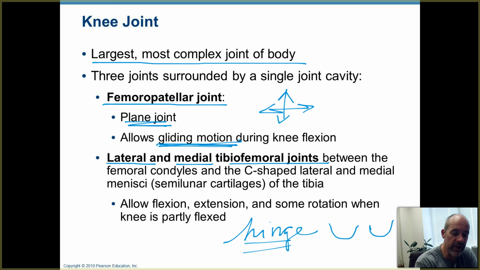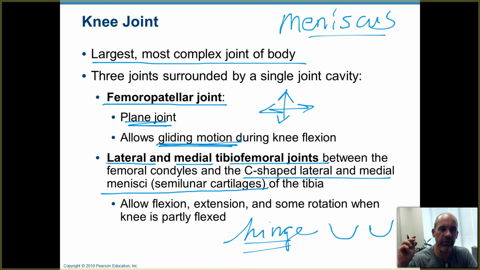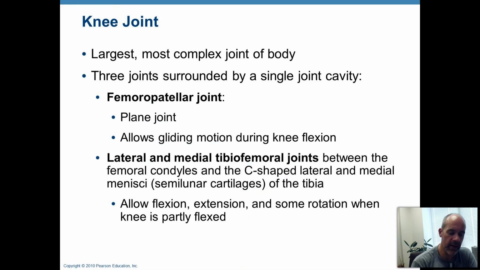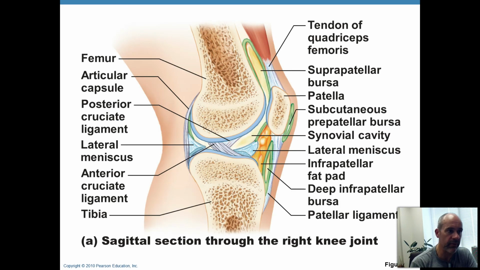Notice here too the C-shaped lateral and medial menisci. Menisci, that's the plural form of meniscus. Those are some special fibrous cartilage pads that you have, and they have a C shape to them, and they're sitting on top of the tibia, and that's actually the point of contact between the femur and the tibia. You have some extra padding at that location, and you have probably heard of somebody before who has torn a meniscus. All right, this is a lateral diagram through the right knee joint, showing you some of the features here at the knee joint.